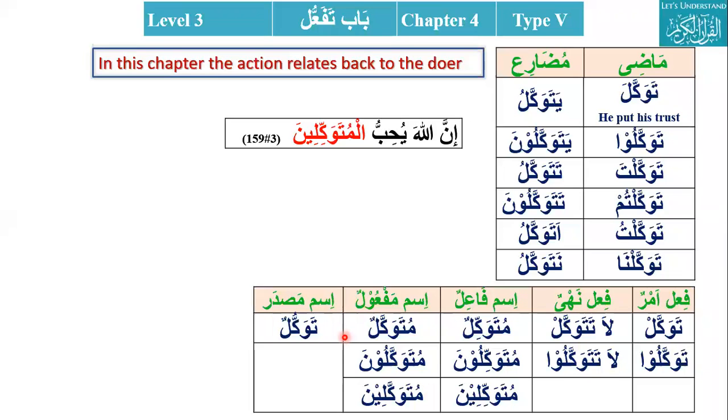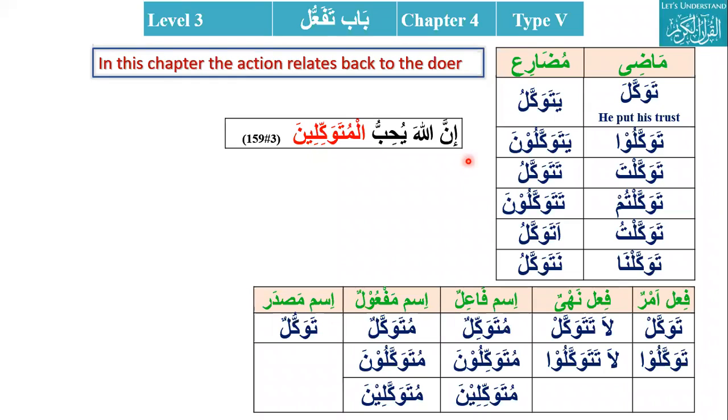If I have to say, I put my trust, how will you say it in Arabic? Tawakkali? No. Tawakkala means he put his trust. Okay, atawakkalu. Atawakkalu, yes. And what is the meaning of yatawakkalu? He puts his trust or he will put his trust. If I have to say we put our trust? We put our trust, tawakkalna. Mutawakkil, what is mutawakkil? The one who puts his trust. Tawakkul? The trust, to put trust.